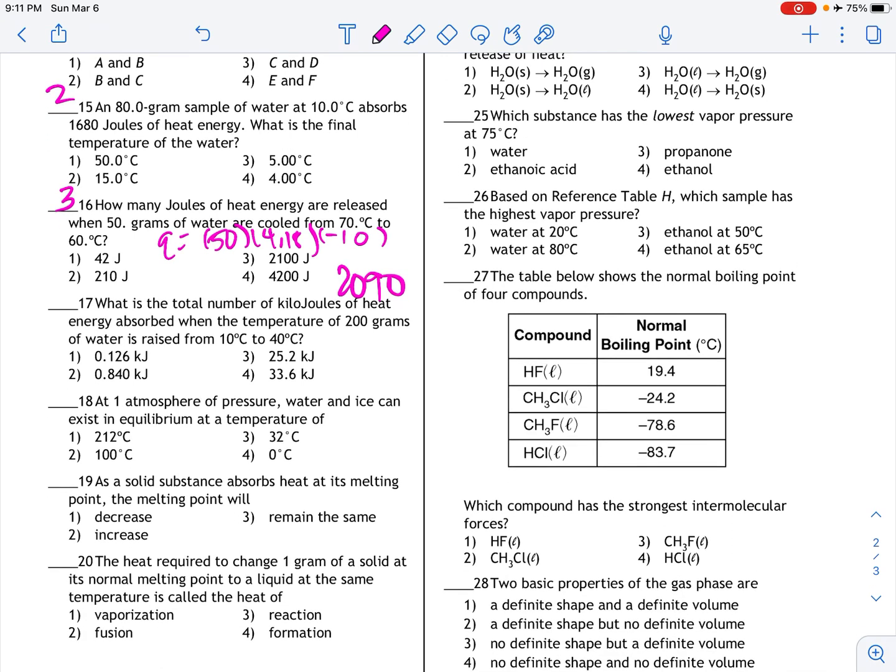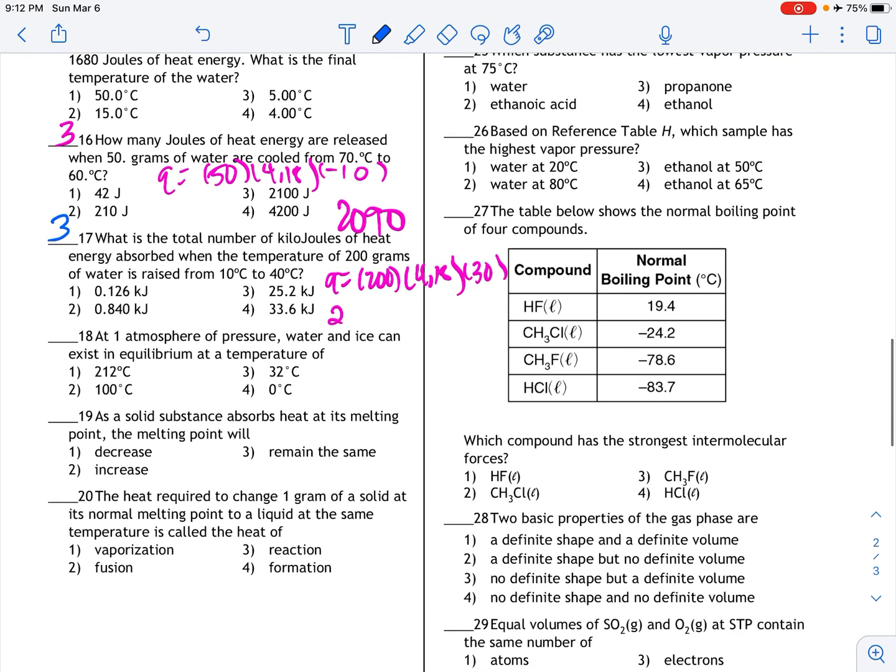What is the total number of kilojoules of heat energy absorbed in the temperature of 200 grams? Okay, so looking for heat energy, Q equals 200, 4.18, and the temperature change is 30. 200 times 4.18 times 30 gives us 25,080. Now that's joules. To go to kilojoules, it's 1, 2, 3 spots, 25.080 kilojoules. So I'm going with choice 3, even though it's a little off. There's probably some rounding, or 25.1 instead of 25.2. I don't know. Clean that up.